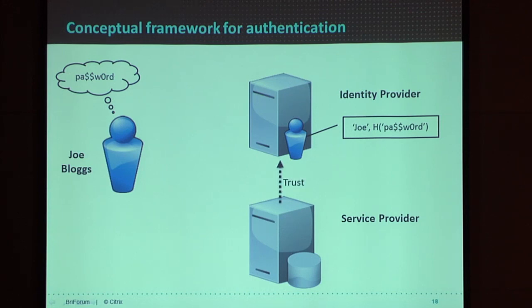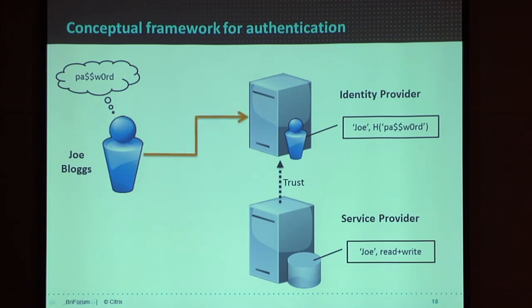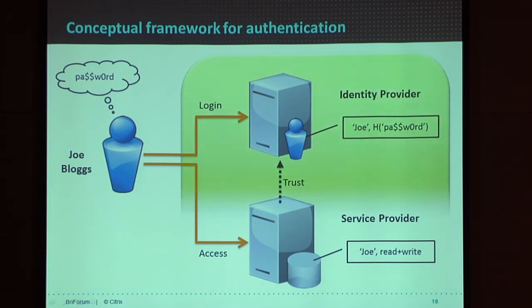And in the most general model, you can have a trust relationship. So the service provider can trust the identity provider to confirm who Joe is, so you can give him access. So the service provider is going to know about Joe, this principal that he wants to allow access, and what level of access, read, write, let's say. And then there has to be some sort of runtime operations where Joe can authenticate to the identity provider, and then carry that identity to the service provider. So that's the conceptual model we've got.